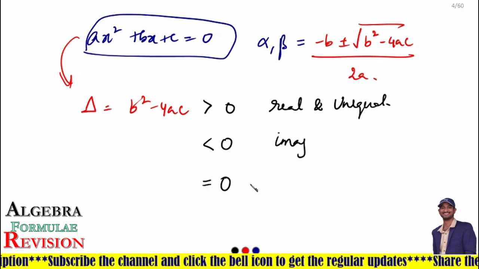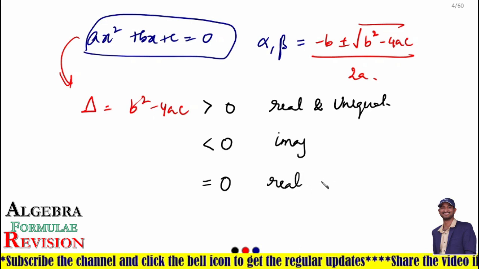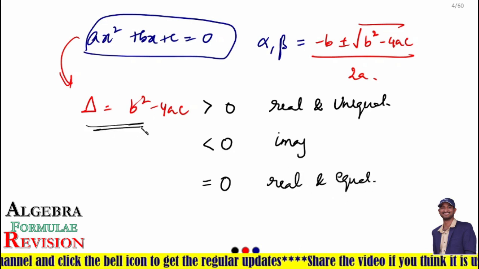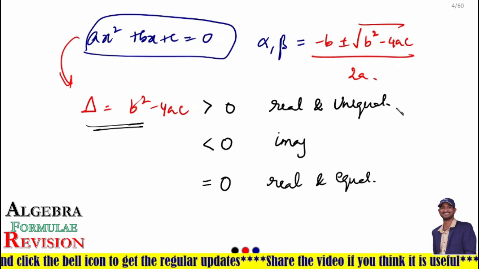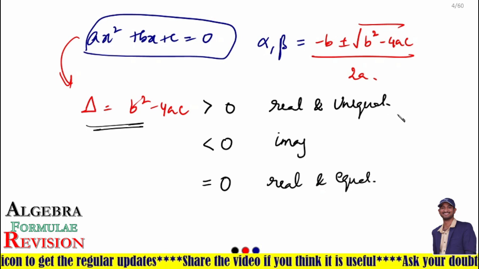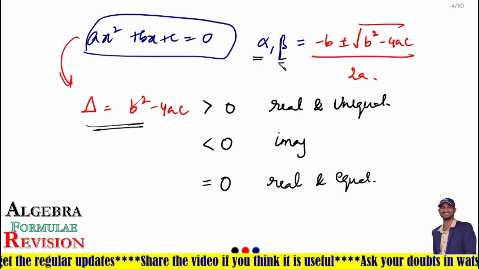If delta is equal to 0, then we can say that the roots are real and equal. So on the basis of the discriminant, we can tell the nature of the roots, whether they are real and unequal or equal or imaginary. And these are the roots alpha comma beta.